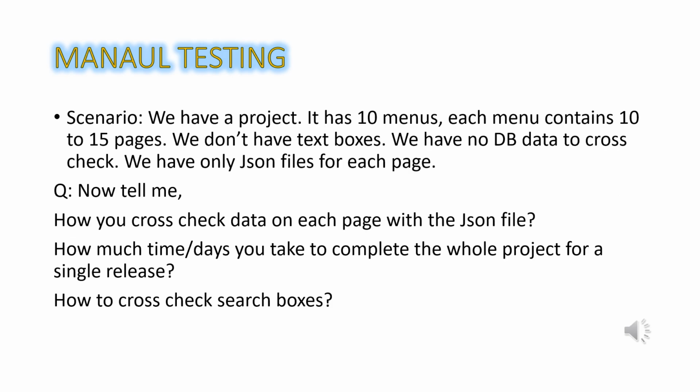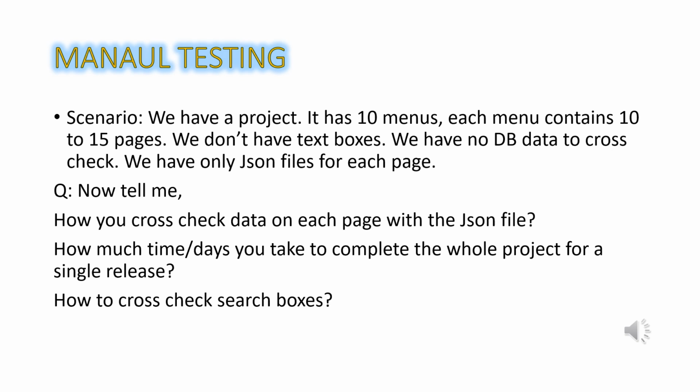In this question, they gave a scenario. They have a project with 10 menus, and each menu contains 10 to 15 pages. There are no text boxes, and there is no DB data to cross check. They have only JSON files for each page. Based on that, they asked how you cross check the data on each page with a JSON file.